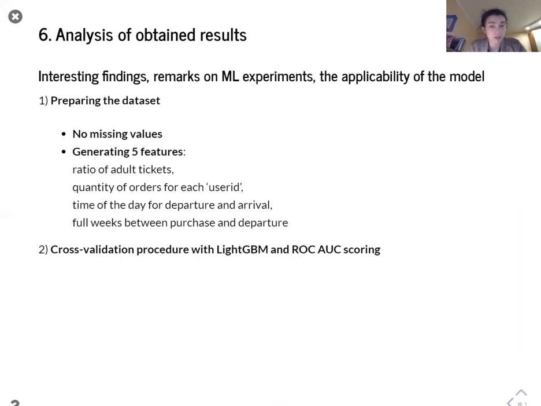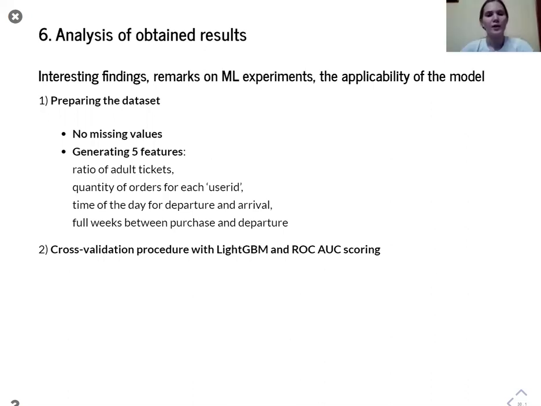When we handled missing values, we found that there are no missing values. Then we generated up to 5 features: ratio of adult tickets, quantity of orders for each user ID, time of day for departure and arrival, and full weeks between purchase and departure. After that, we built a cross-validation procedure using a KFold model where k is equal to 5.